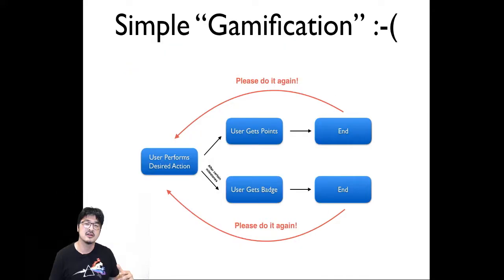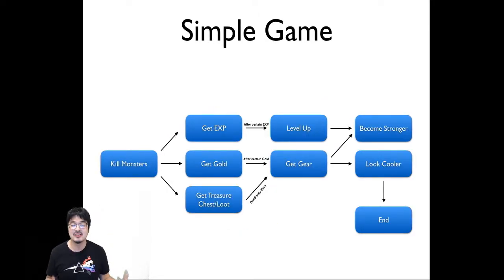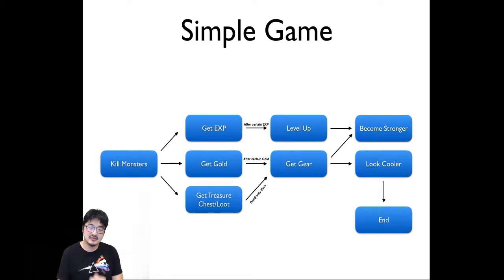That's mostly it. Now, if you look at a simple game, one of the simplest game structures out there, it's already more complex than what we've just shown, right? Let's say the desired action is to kill monsters. After killing a lot of monsters, the user gets EXP. They can get gold, and they could get treasure chests or loot. When you kill monsters, something drops.